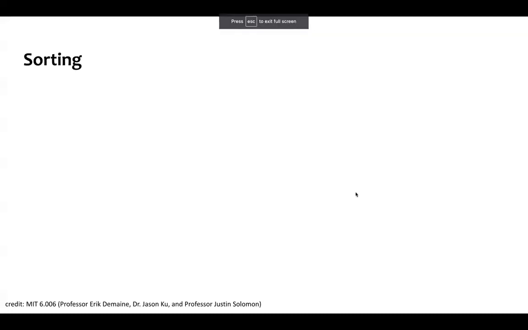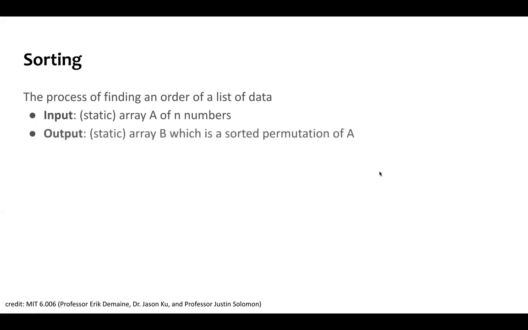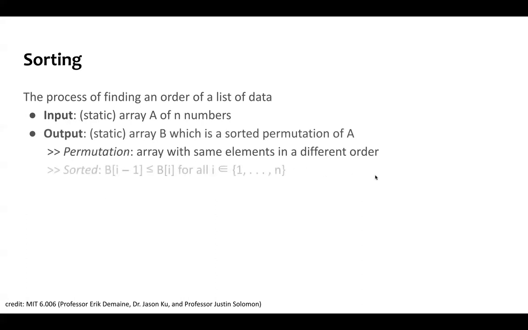So what is sorting? Sorting is the process of finding an order of a list of data, right? We know what it means. And formally, the input is a possibly static array A of n numbers. And the output is another array, which is a sorted permutation of A. So what is a permutation? A permutation is an array with the same elements in a different order.